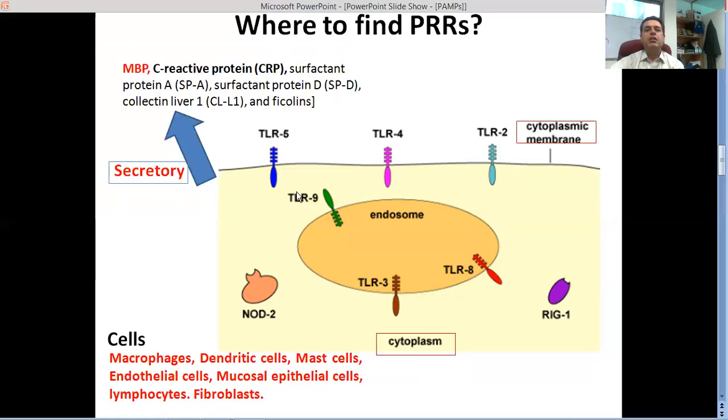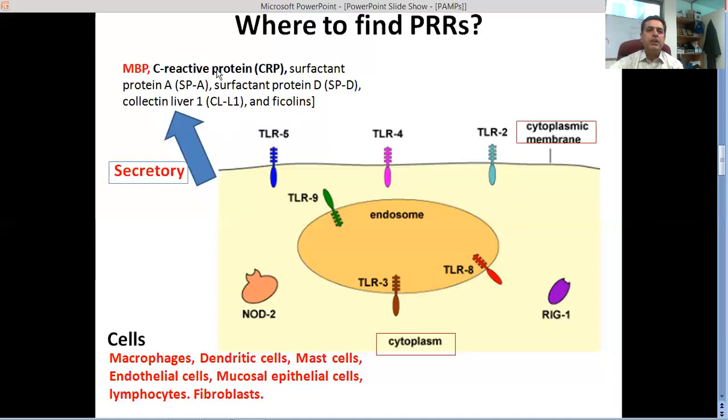And some of the PRRs are secreted into tissues, just like into blood or other body fluids. You can find some of the PRRs, just like the mannan-binding protein, which is secreted by cells of liver, the hepatocytes, or the C-reactive protein, you have heard about it, the surfactant protein A, SPA, surfactant protein D, SPD, or collectin liver 1, CL1, and ficolins. All these are secretory pathogen recognition receptors.